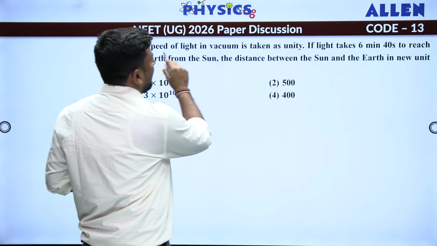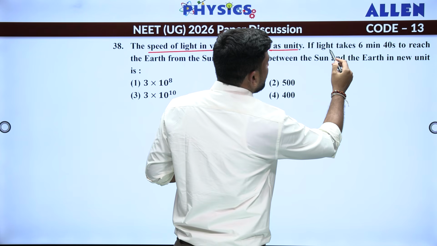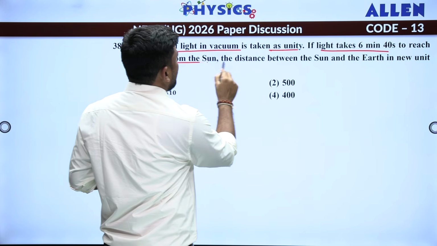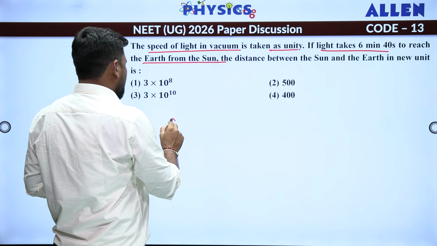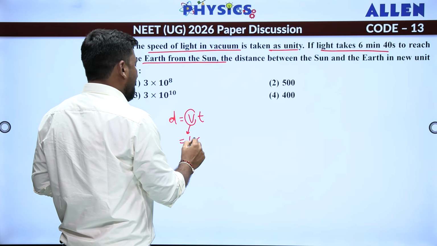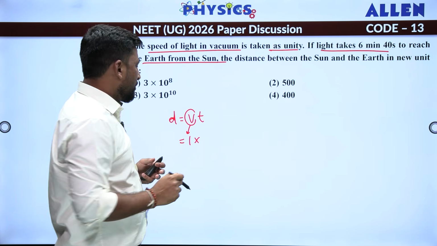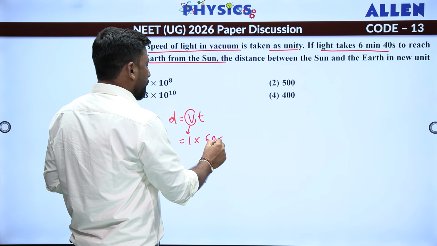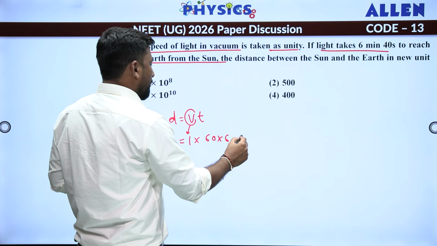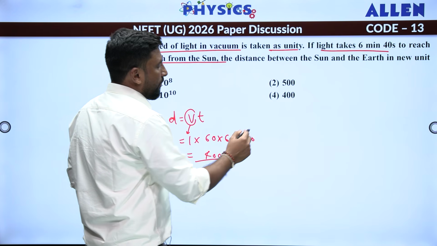Now let's move to question number 38. They are saying the speed of light in vacuum is taken to be unity. Then the time it takes to reach the earth is this much. Then what is the distance? It's very simple. Distance d will be v into t. They are saying take v as 1, and time take as it is: 60 minute 40 second. Very easy question. So 60 into 6 into 60, plus 40 second. What will we get from here? You're going to get 400. So the answer will be 400.